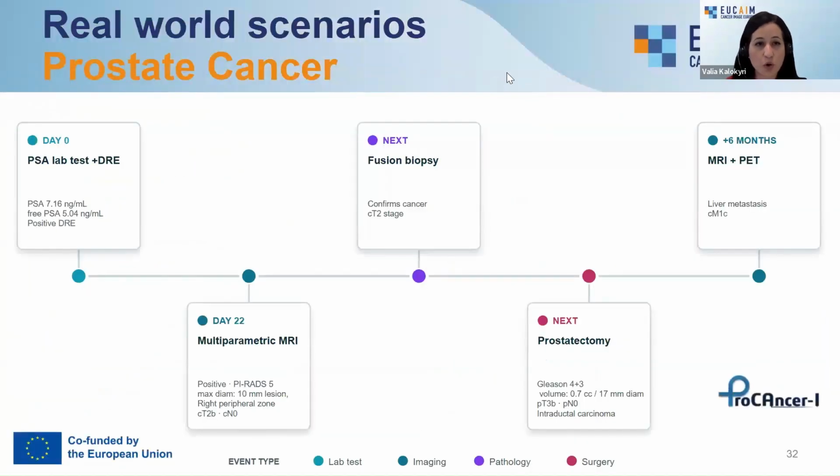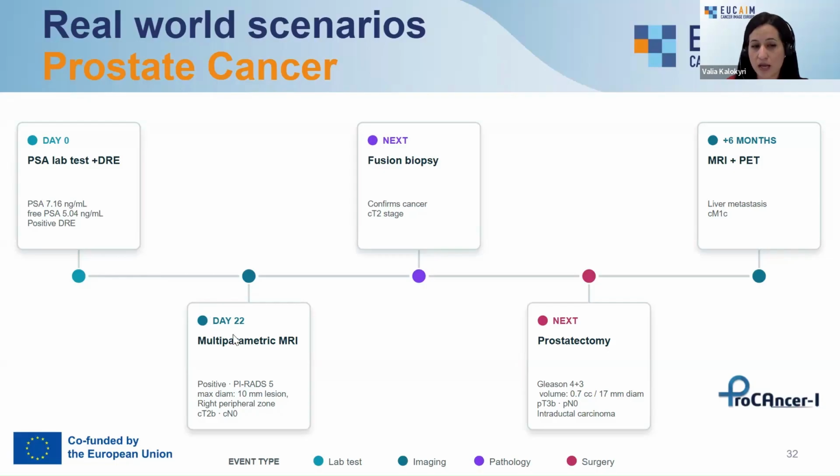And now I will go through two scenarios that I have, one about prostate cancer and another one on breast cancer. So here you have the information that was collected by the ProCancerEye project. So let's see, there was a patient who had a PSA lab test and a digital rectal examination. The PSA was elevated and the DRE was positive.